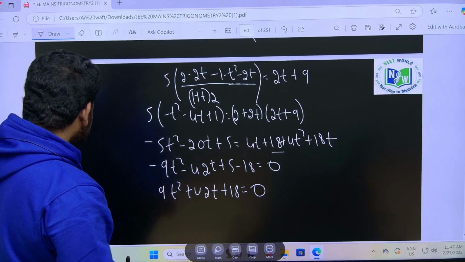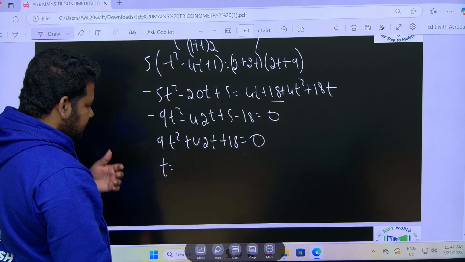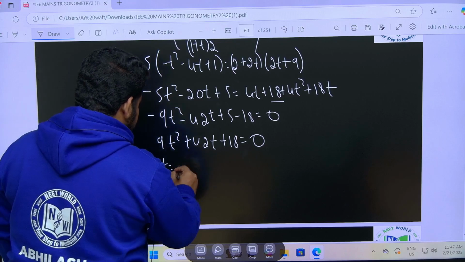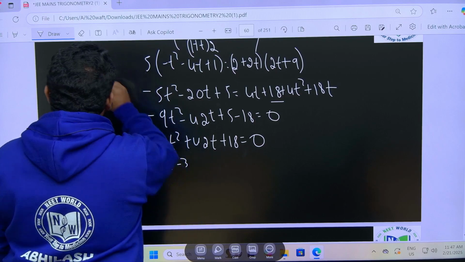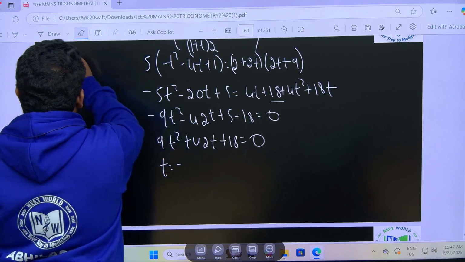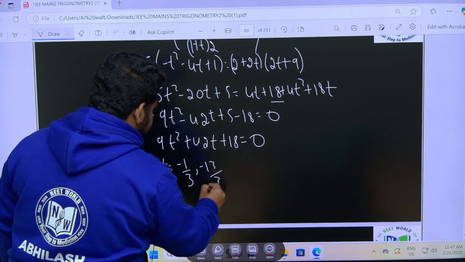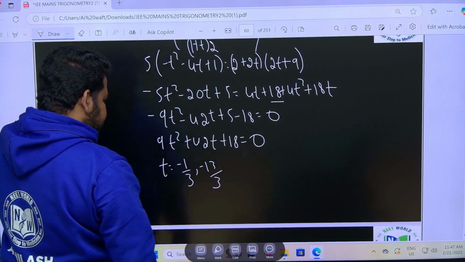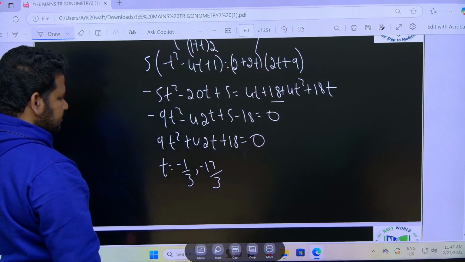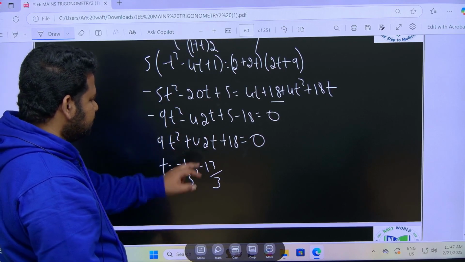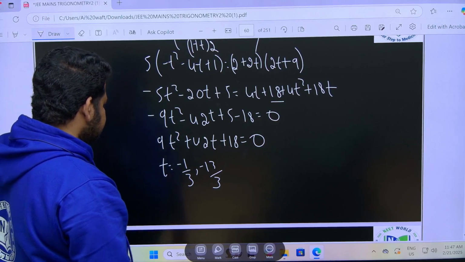So actually on solving this you will get t is equal to, you can solve this by yourself, but I'm telling you, by solving this you will get minus 1 by 3 and minus 13 by 3. Directly 42 will not get it, you will have to use the formula. So t is equal to minus 1 by 3 and minus 13 by 3, and t is what?